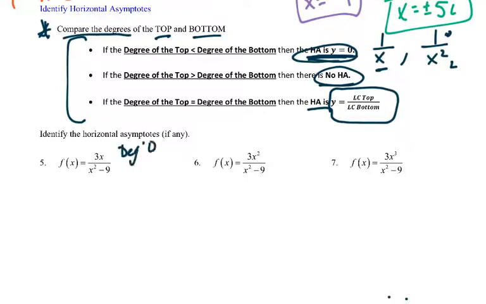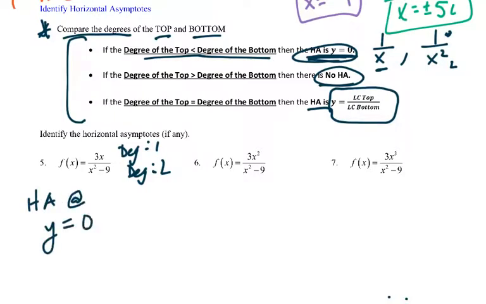All right, so what we want to do here is look at the degree of the top, which on this one is not 0. I don't know why I wrote 0. The degree of the top on this one is equal to 1. The degree on the bottom is equal to 2. So the degree of the top is less than the degree of the bottom. So this has a horizontal asymptote at y equals 0.